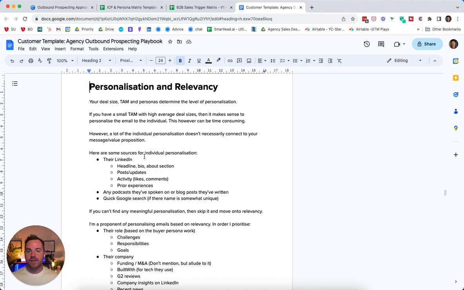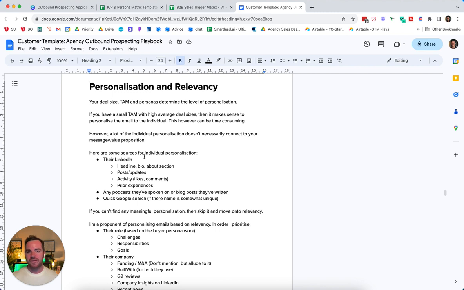So if you've worked at the same company, that can be quite an easy way to personalize, but you've got to think, how do you connect that piece of personalization to the rest of your message? It can be done easier with certain prospects and certain value propositions than it can be with others. Another few sources to look at, any podcasts that they've spoken on or blog posts that they've guest written or published. And if their name is quite unique, then you can do a Google search.